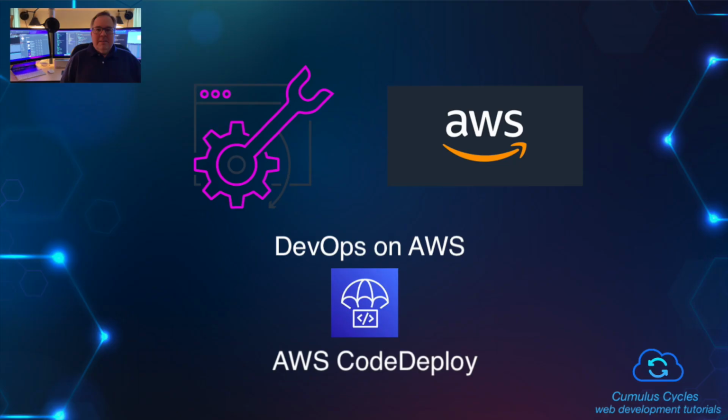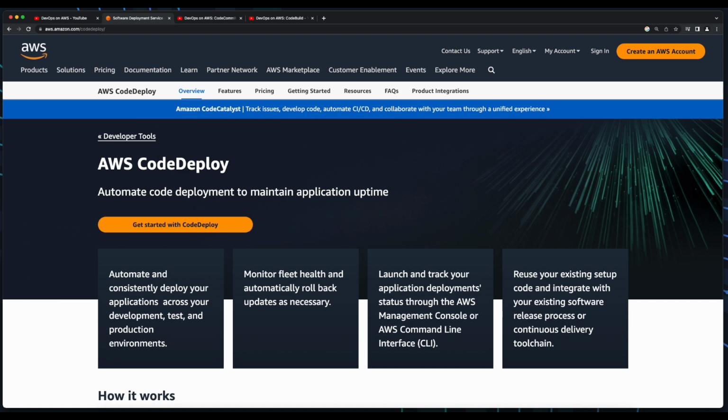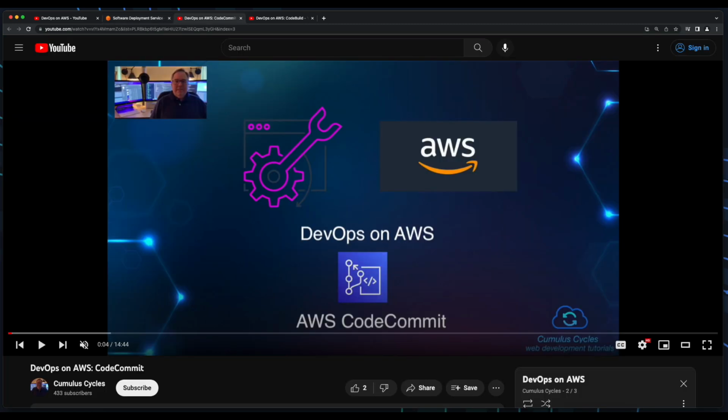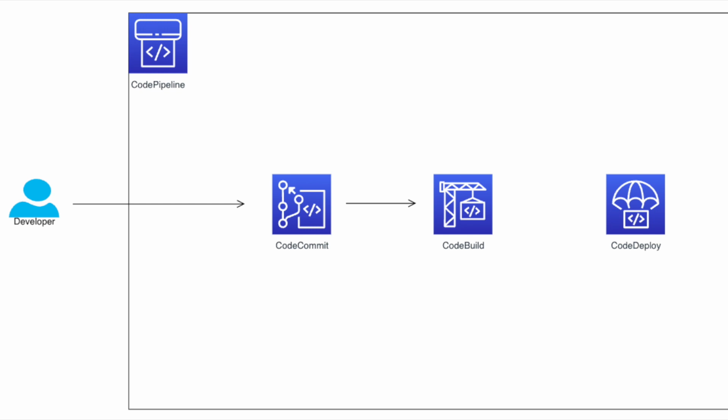In this video, we'll work with AWS CodeDeploy. CodeDeploy is a fully managed deployment service that automates software deployments to various compute services such as EC2, ECS, AWS Lambda, and even on-premises servers. If you watched the prior videos in this playlist on AWS CodeCommit and AWS CodeBuild, you'll recall this image, which shows where CodeDeploy fits into the code pipeline.